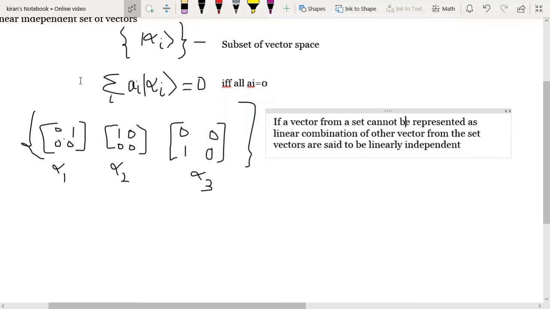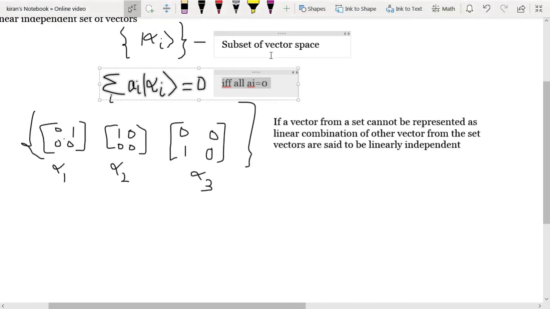Now look at this particular condition. Does this condition get satisfied? Yes, obviously yes. If I have a linear combination of alpha 1, alpha 2 and alpha 3, the linear combination will be 0 if and only if all the coefficients of this vector, this vector and this vector are equal to 0. So this set is a linearly independent set.